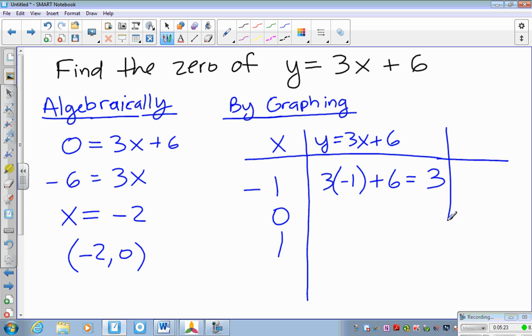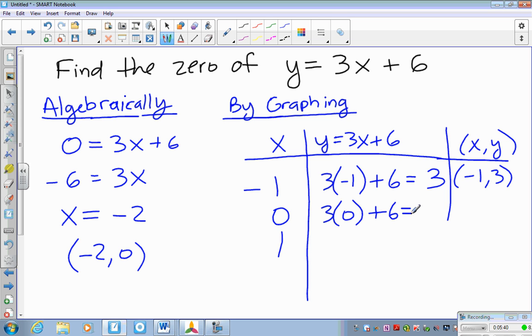So we get the point -1, 3. Moving on, if I plug in 0, I get 3 parentheses 0. Always use parentheses when you're substituting. And then I get 3 times 0, that is not 3.